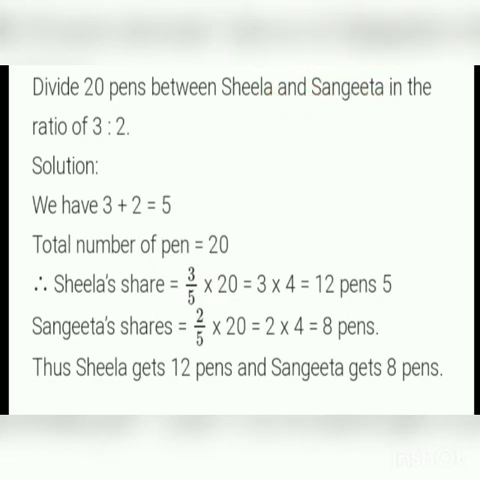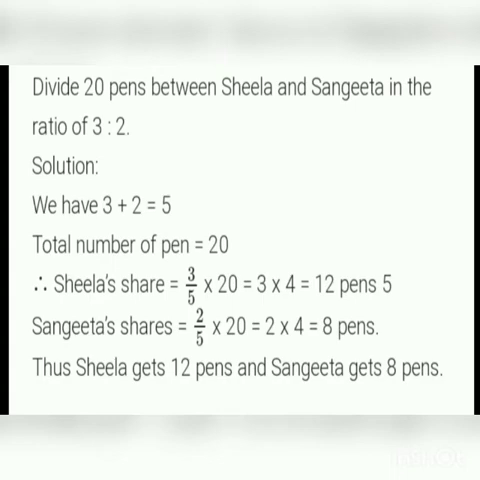That is, the total is given as 20 pence. That 20 pence we want to divide between them. How are we dividing? We are dividing in the ratio 3:2. That means 3 parts should be given to Sheila and 2 parts should be given to Sangeeta. Now what is the total parts there? 5. So what will be the number of pence for each one?